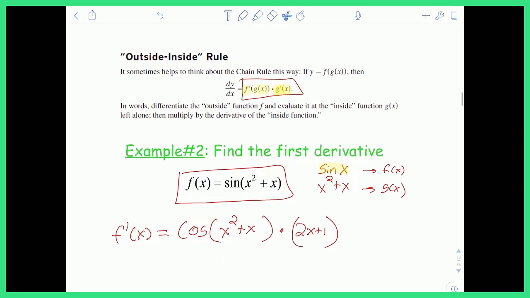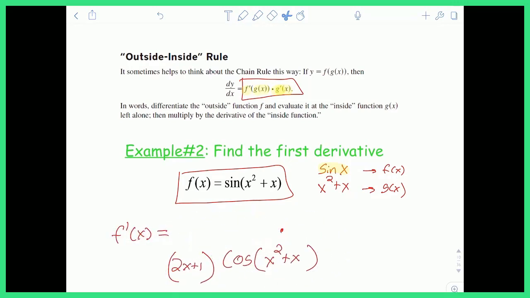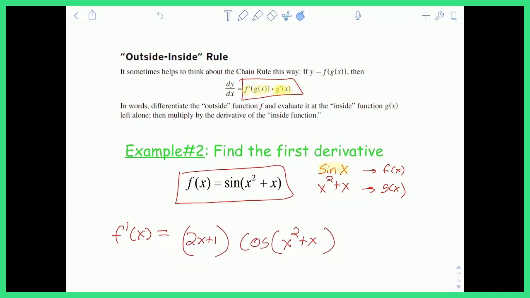I would probably just take the 2x plus 1 and put it in front of the trig function so it doesn't look like mistakenly it's part of the angle or anything. So that is what the derivative would be. Just move it right up there. So (2x plus 1) times cosine of x squared plus x.